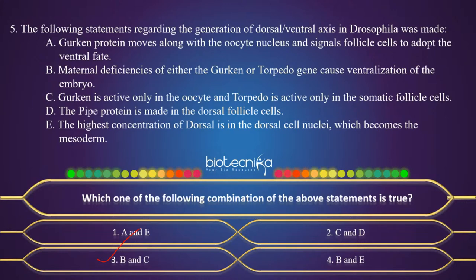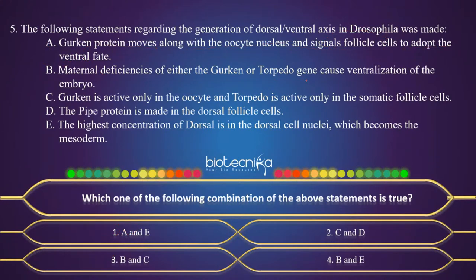Ankita, correct. So we just saw Gurken protein moves along the oocyte nucleus. Definitely, it goes towards the dorsal side and signals the follicle cells, but not to adopt ventral, to adopt dorsal fate. A cannot be correct. So these options, one option cannot be right. Maternal deficiency of either Gurken or torpedo cause ventralization of the embryo. That's correct. If Gurken is not there, then it will cause ventralization as happens on the ventral side.